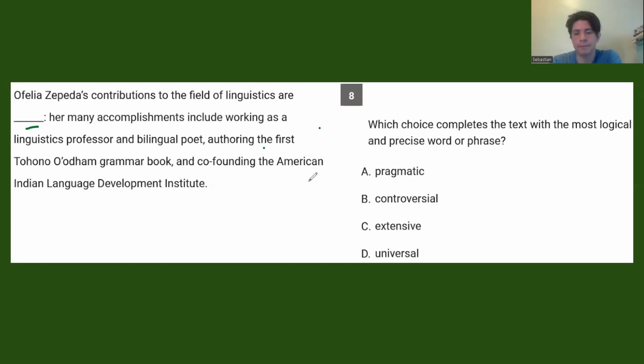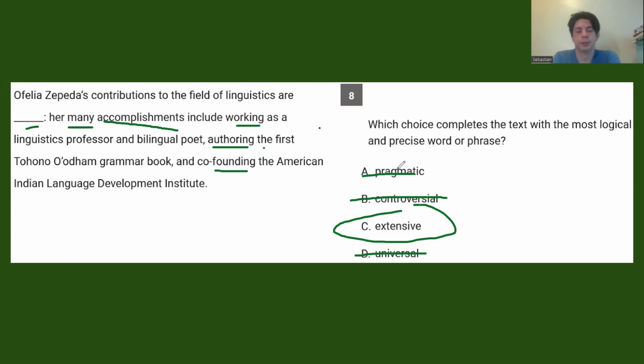And then we have pragmatic. So she authored, the accomplishments is positive. So it's not going to be controversial. We don't have any acknowledgement of it being controversial. It won't be pragmatic. So then we're between extensive and universal. And remember, universal was too intense, too big. So it's extensive, right? Because look at how many things she accomplished. She co-founded something, she authored something, there are accomplishments, and there are many accomplishments, right? So these don't even include all of them. And she worked as a linguist, so she has extensive contributions.